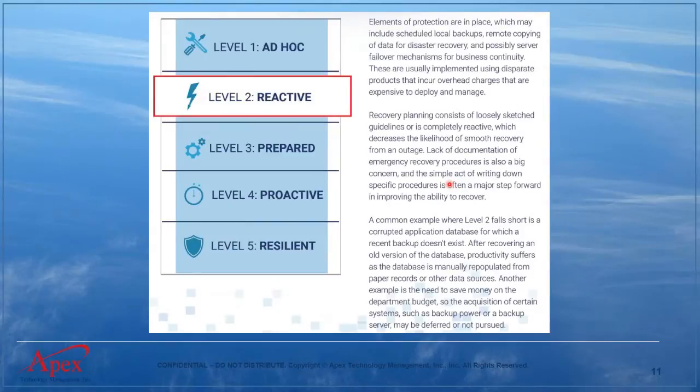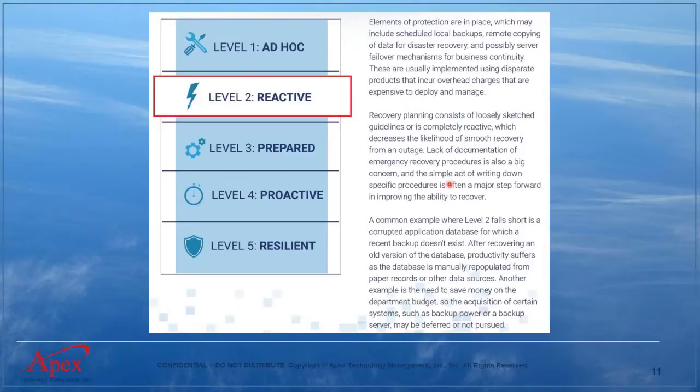Next level is 2, and in this mode you're more reactive. So you've started to put some elements of protection in place. You may have local backups going to an external hard drive, a tape. You may be replicating some data over to a server so you can fail over in the event of downtime. But what we typically find in this level is you're using a hodgepodge or a basket of products. It's a very disparate system. There's no integration, there's no central management of all of this that's going on, and lots of extra charges.